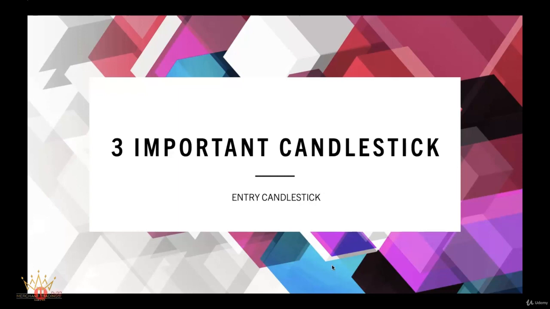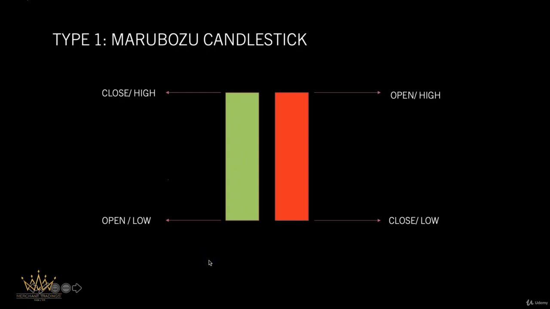There are lots of types of candlesticks. We are not going to look for the entry point for those candlesticks. So what are these three candlesticks? We are going to look one by one. Now we are going to move ahead to our type 1. This is the Marubozu candlestick.